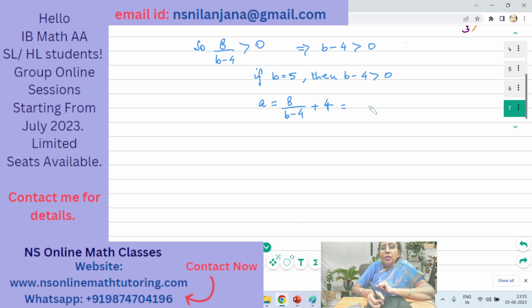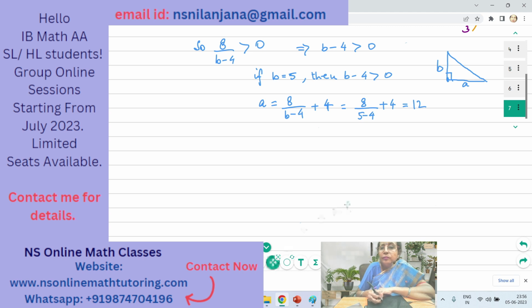Okay. So this is 8 over 5 minus 4 plus 4. 5 minus 4 is 1. 8 over 1 is 8 plus 4 is 12. So a is also an integer. b is an integer. a is an integer. Let us see. And the triangle is like this. This was a and this was b. This was the right angle.